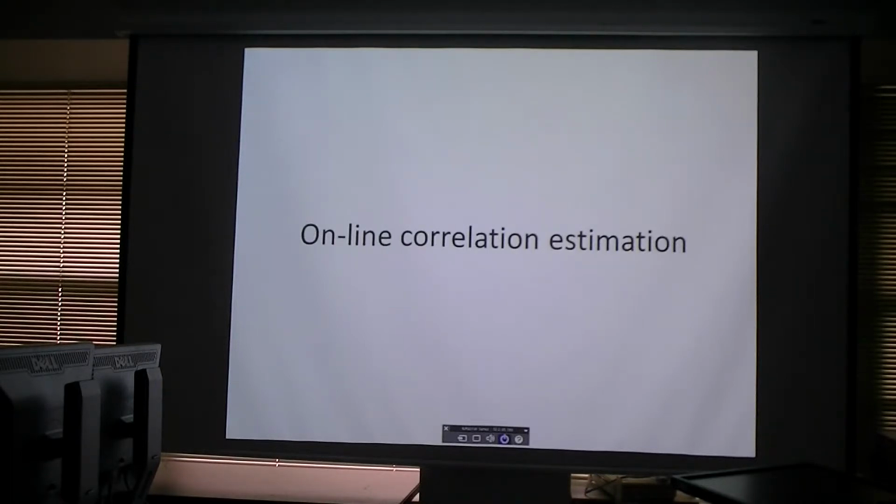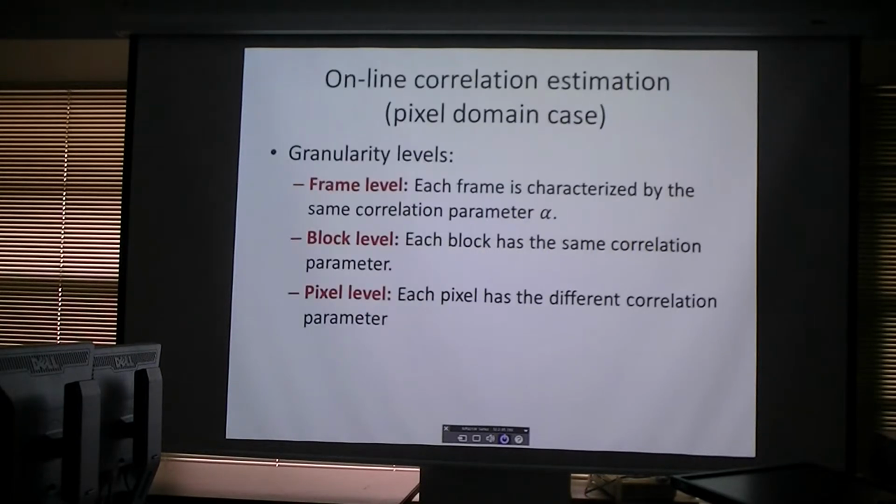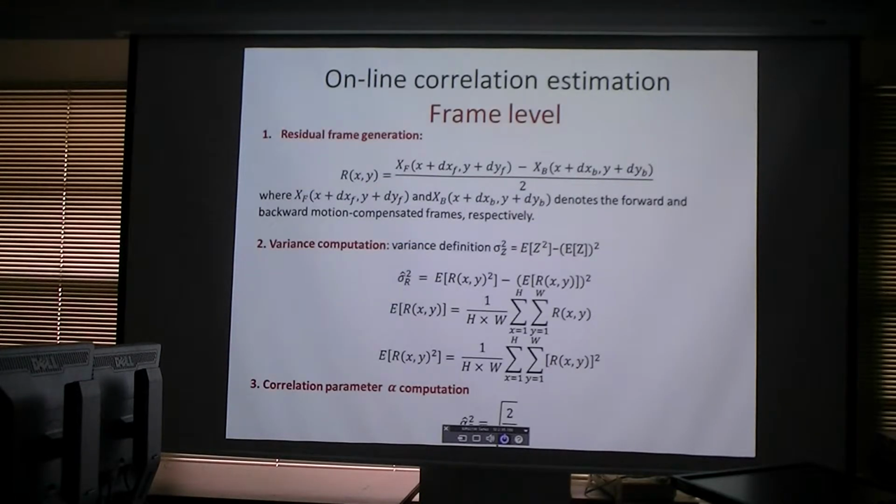Now we'll talk about the online correlation estimation technique. This online correlation estimation scheme uses three granularity levels to estimate the correlation parameters. The first level is called frame level, then block level, and pixel level. Frame level means that each frame is characterized by the same correlation parameter alpha, block level means that each block has the same correlation parameter, and pixel level means that each pixel has a different correlation parameter. Now we look at the frame level.